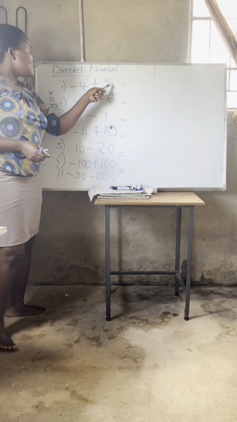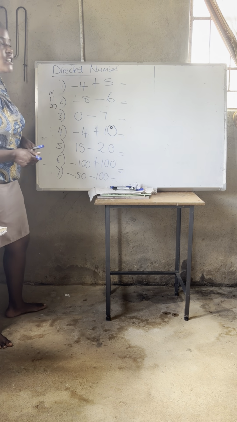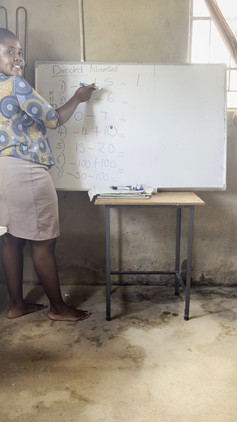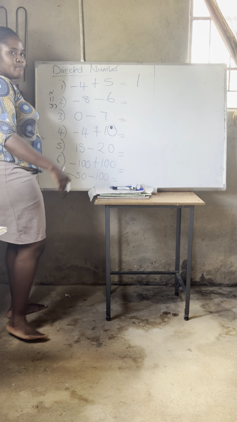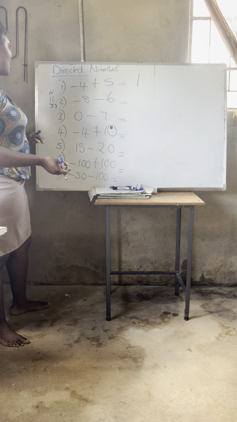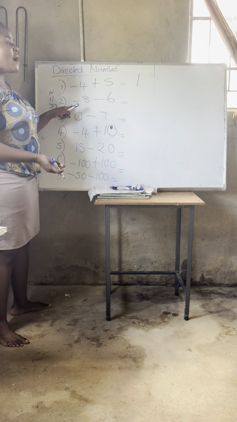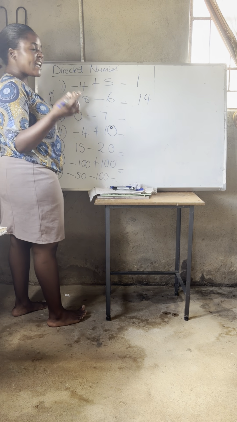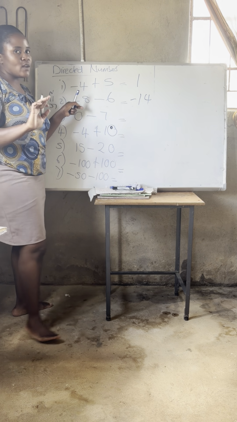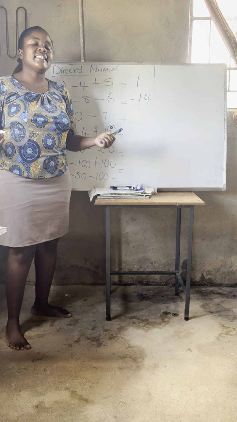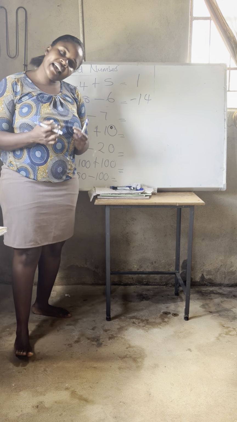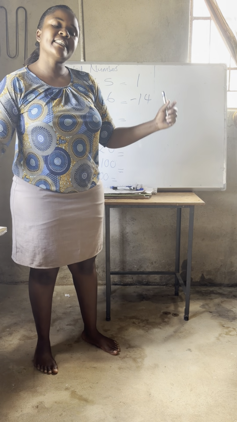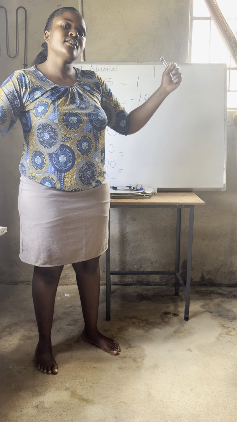Right, number 1, the signs are different. 5 minus 4, 1. The answer takes the sign of the larger. 5 is a bigger number, it has a plus, so the answer is plus. In number 2, the signs are the same. We add, we get 14. The answer takes their sign, always. If you add, the answer takes their sign. If the signs are the same, add the numbers. The answer takes their sign.